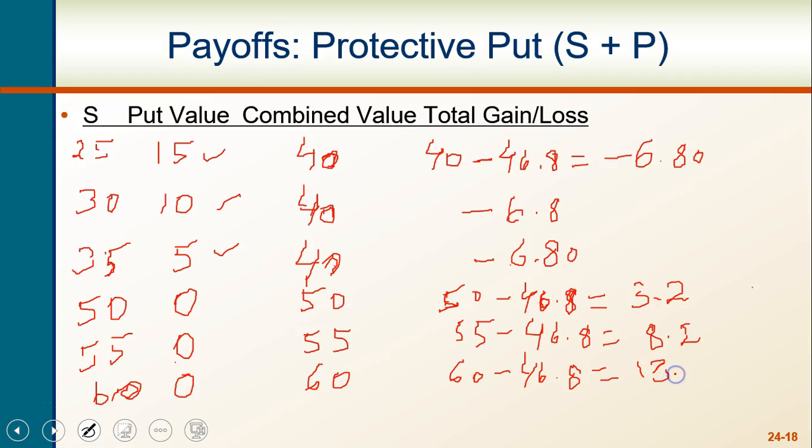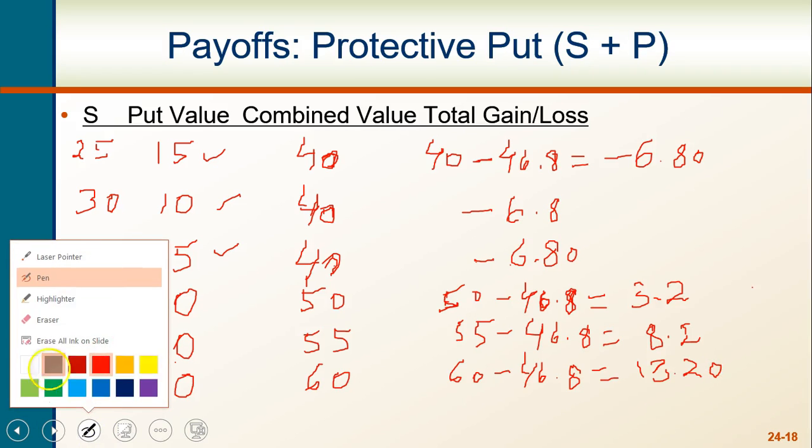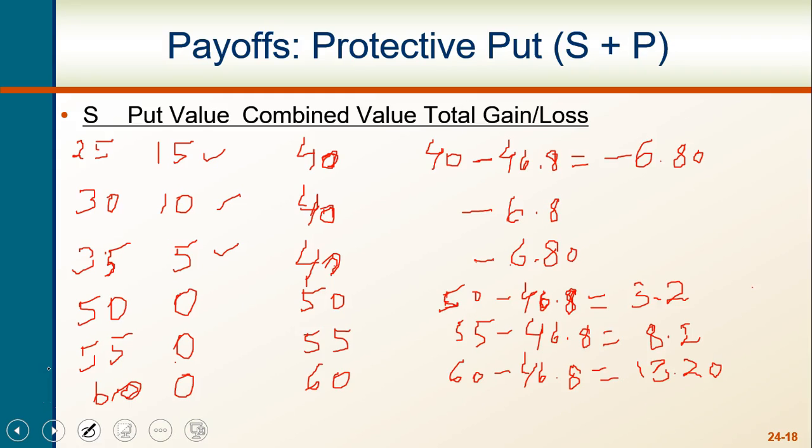So what do you observe from this table? You observe that up until this point, you were losing $6.80 and your loss was limited to $6.80. Under no case you lost more than $6.80. But when you started gaining, see how your gains started adding up.